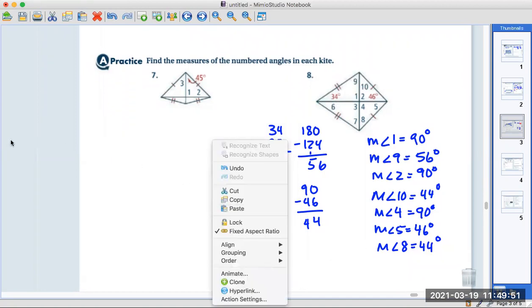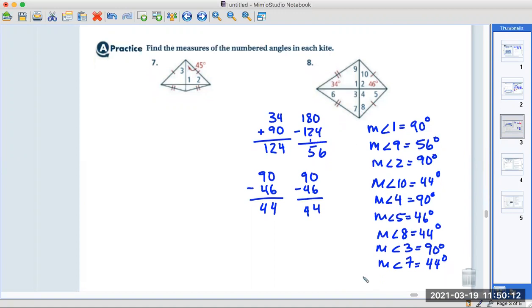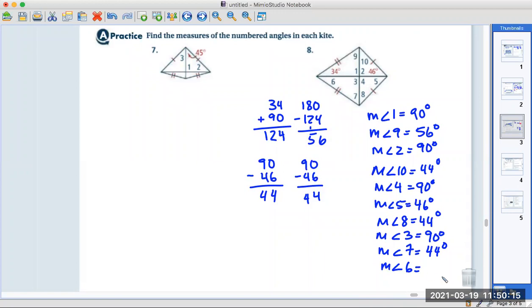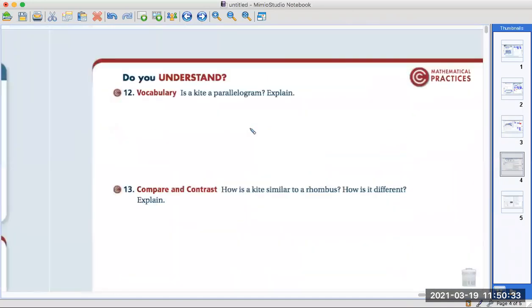Measure angle 3, I know, is 90. That's your 90-degree angle. 7 and 8 are equal. So measure angle 7 is the same as 8, which is 44. And 6 and 3-4 are equal. Measure angle 6 is also 34 degrees. Now I have solved every single angle in this kite, correct? And so can you. Page 311, and now move to the next page, which is a super good problem.